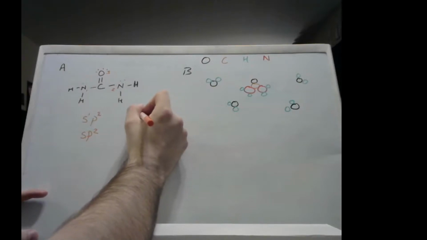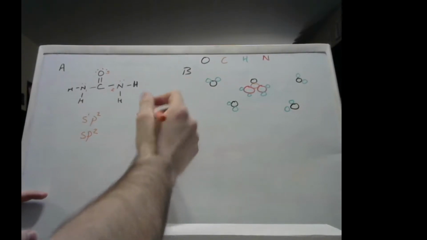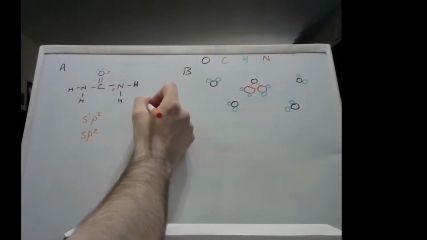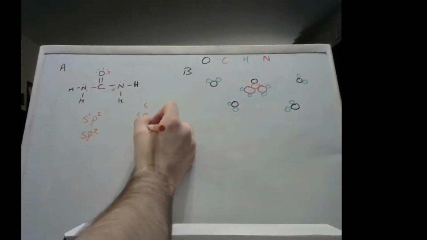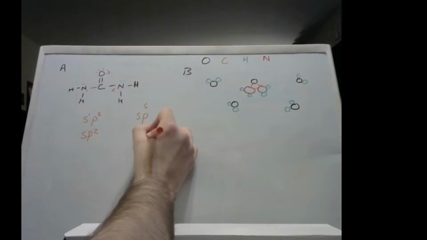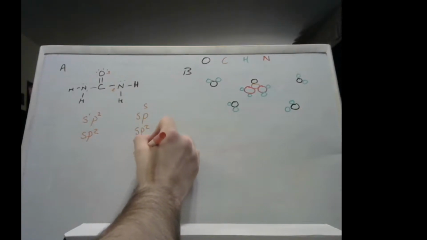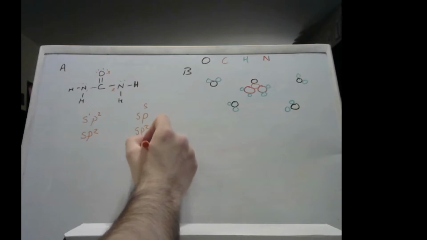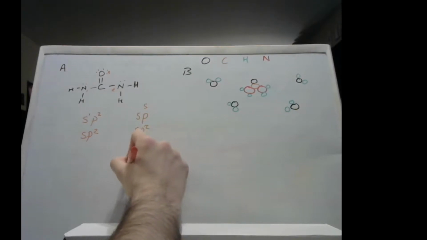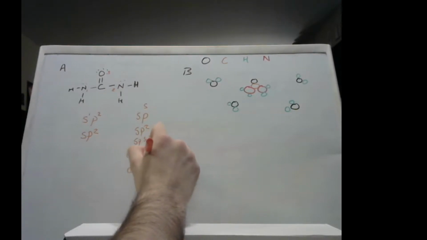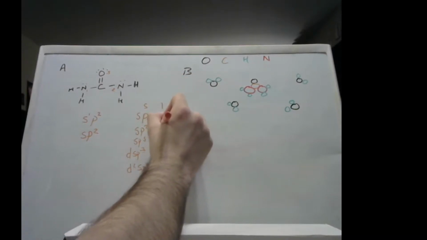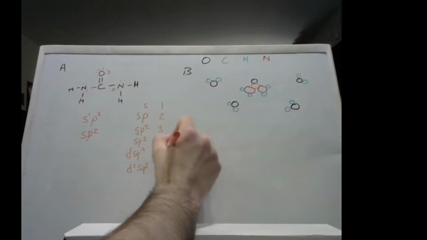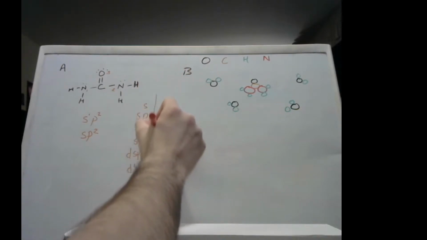Your hybridization options: you'll have s, sp, sp2, sp3, then dsp3, with the d out front, and d2sp3. These are attached to 1, 2, 3, 4, 5, and 6 objects respectively.